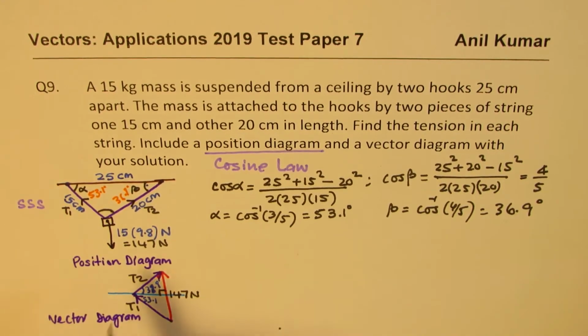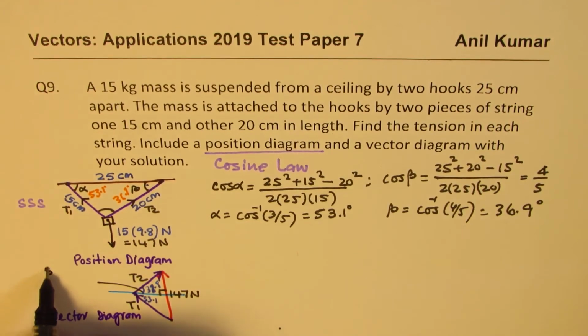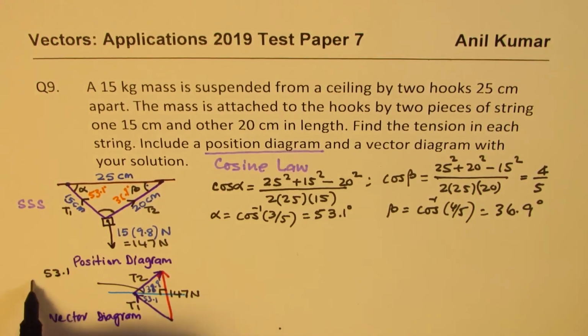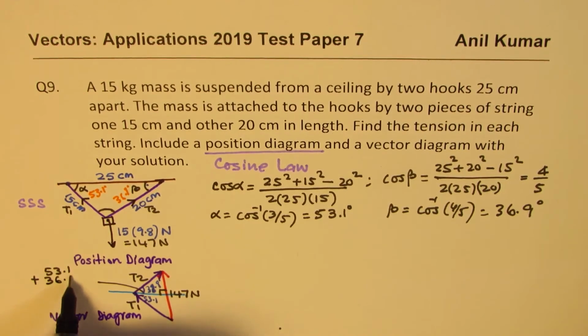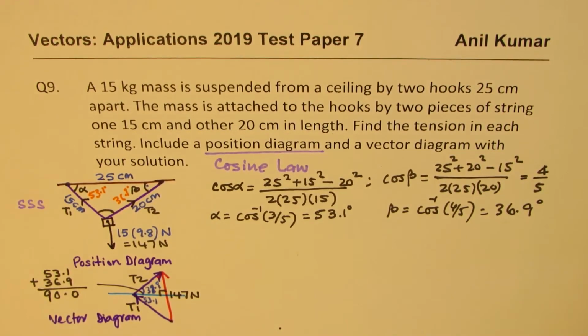Okay. So the angles in this corner here are basically 53.1 plus 36.9, right? So that gives us 90 degrees in this particular case. Correct? So we get 90 degrees as a total angle at this point.